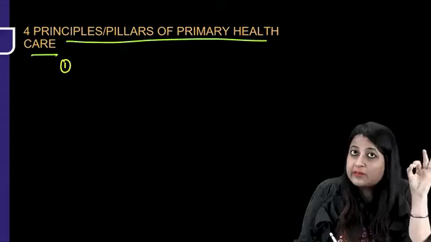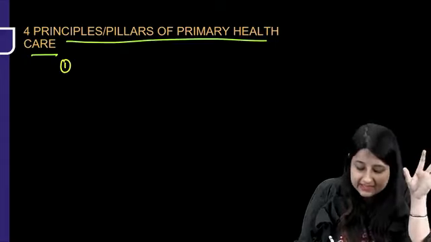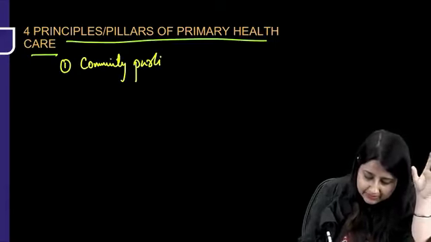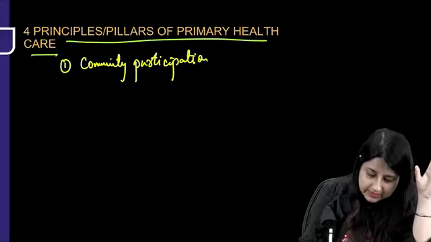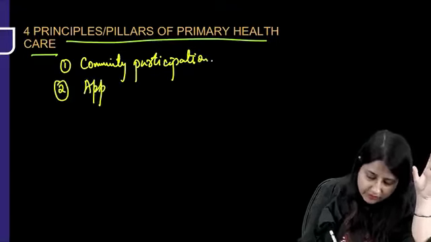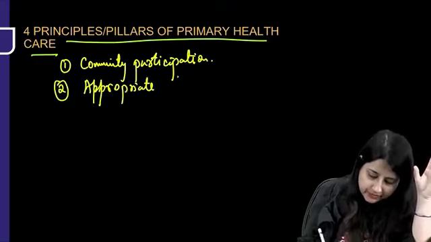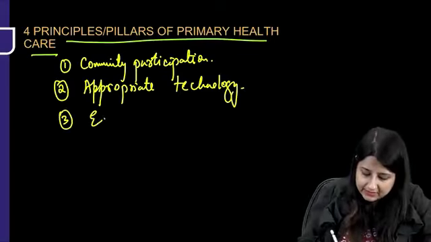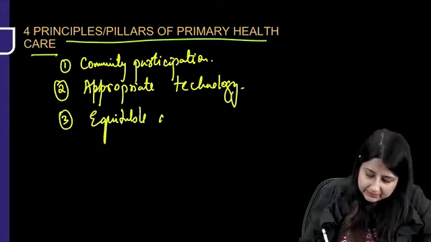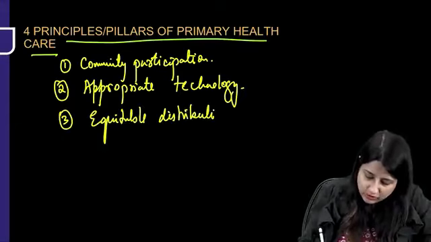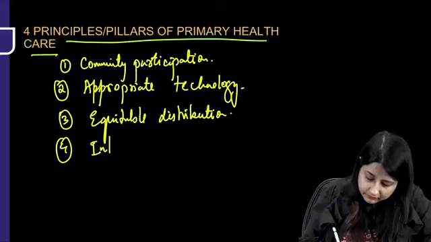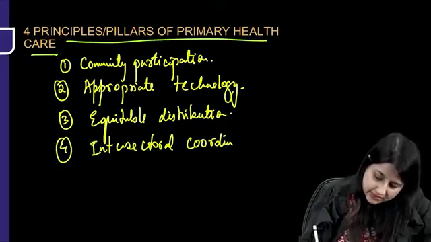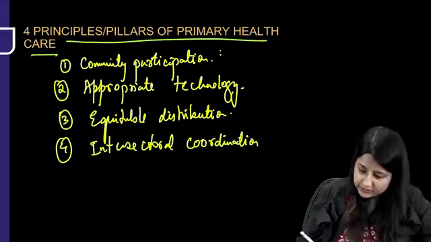So the concept of primary healthcare is based on certain principles or pillars. Number 1, it is based on the principle of community participation. Number 2, appropriate technology. Number 3, equitable distribution. And what is the 4th one? Intersectoral coordination.